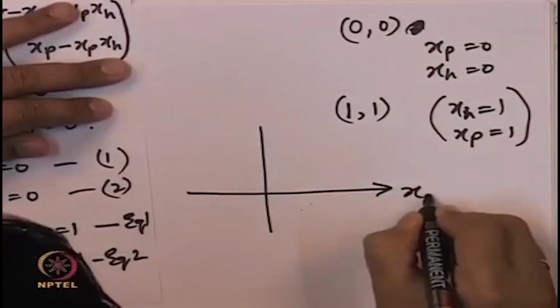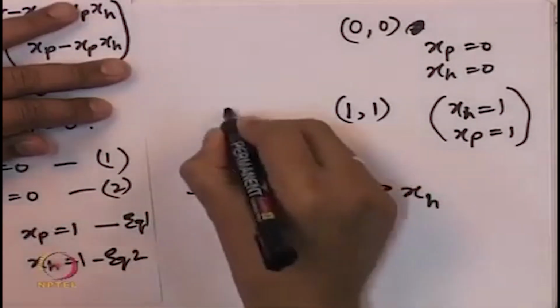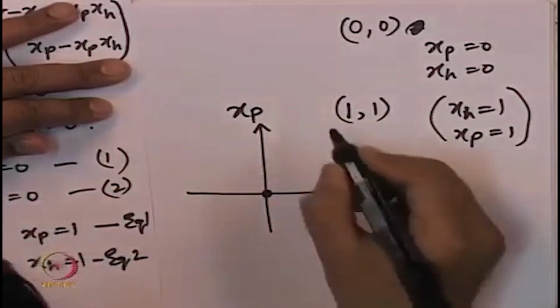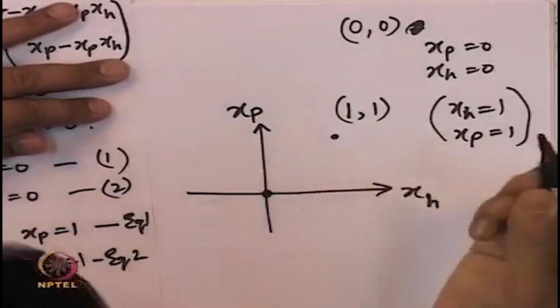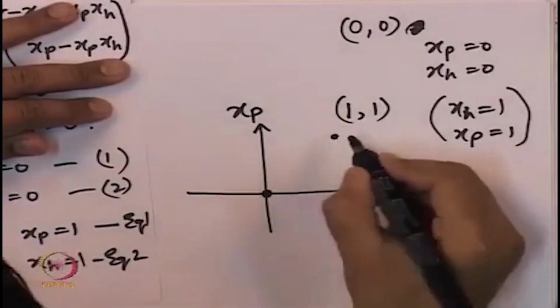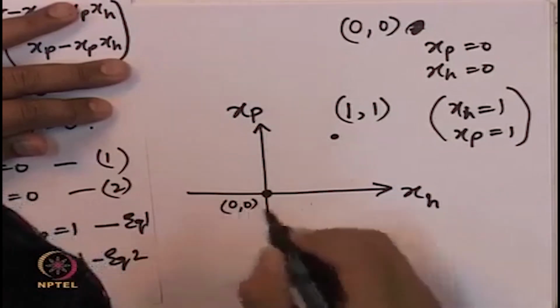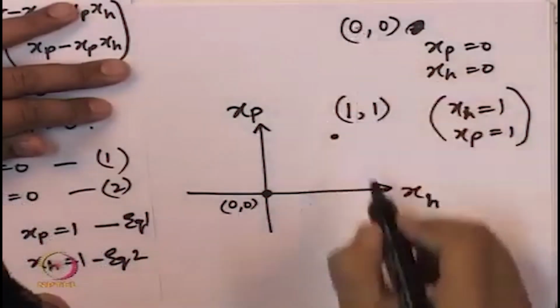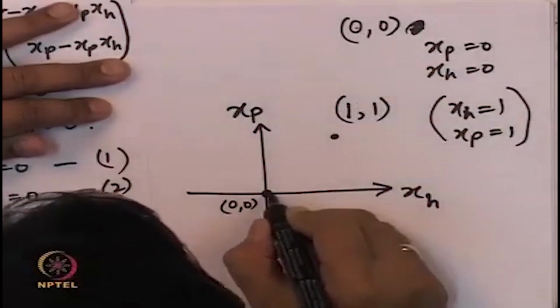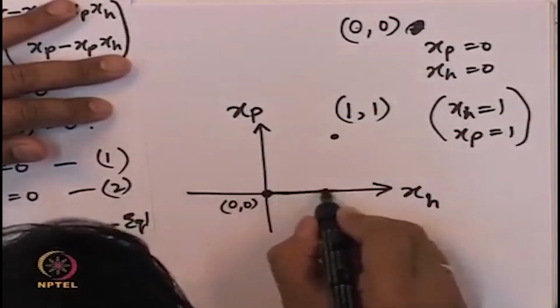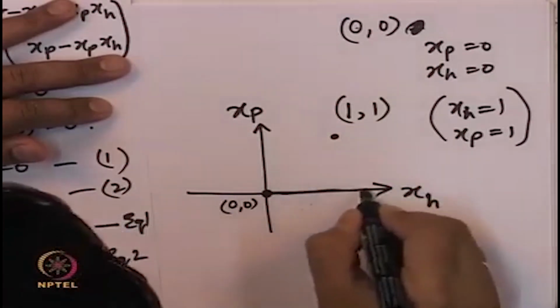So this is xh, this is xp. One equilibrium point is here, another equilibrium point is here. This is the equilibrium point (1, 1). This is equilibrium point (0, 0). As I said, the first component denotes the xh value. Let us see what happens if xp is always equal to 0. Xp equal to 0 means there is no hunter population.